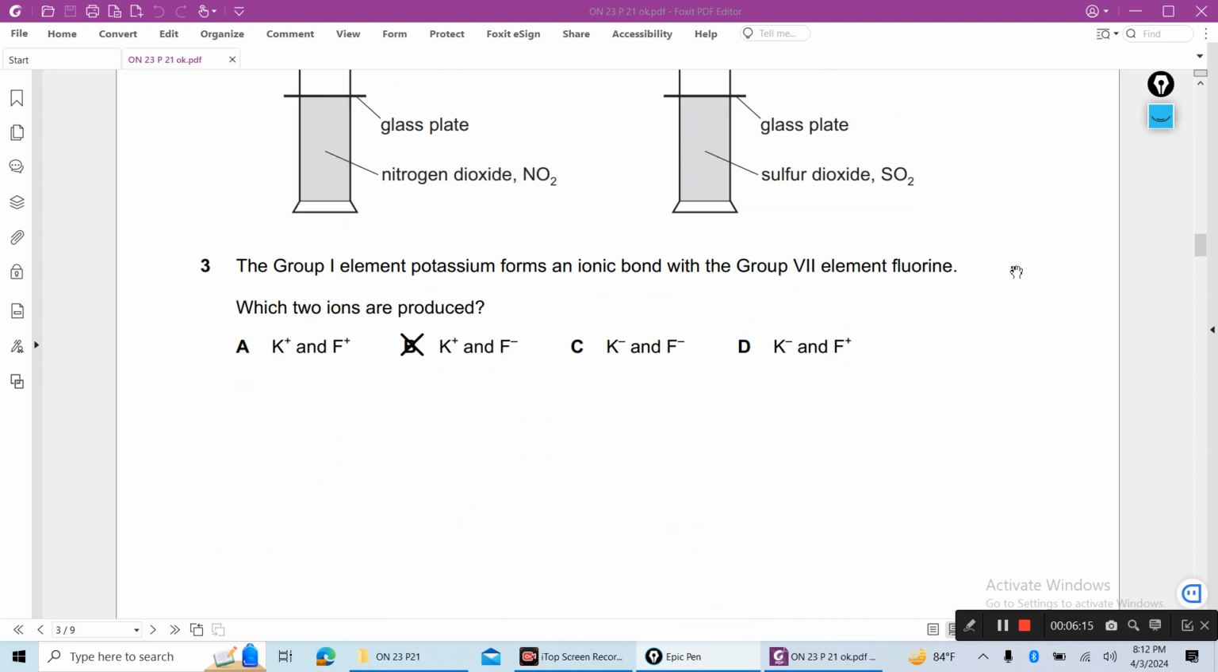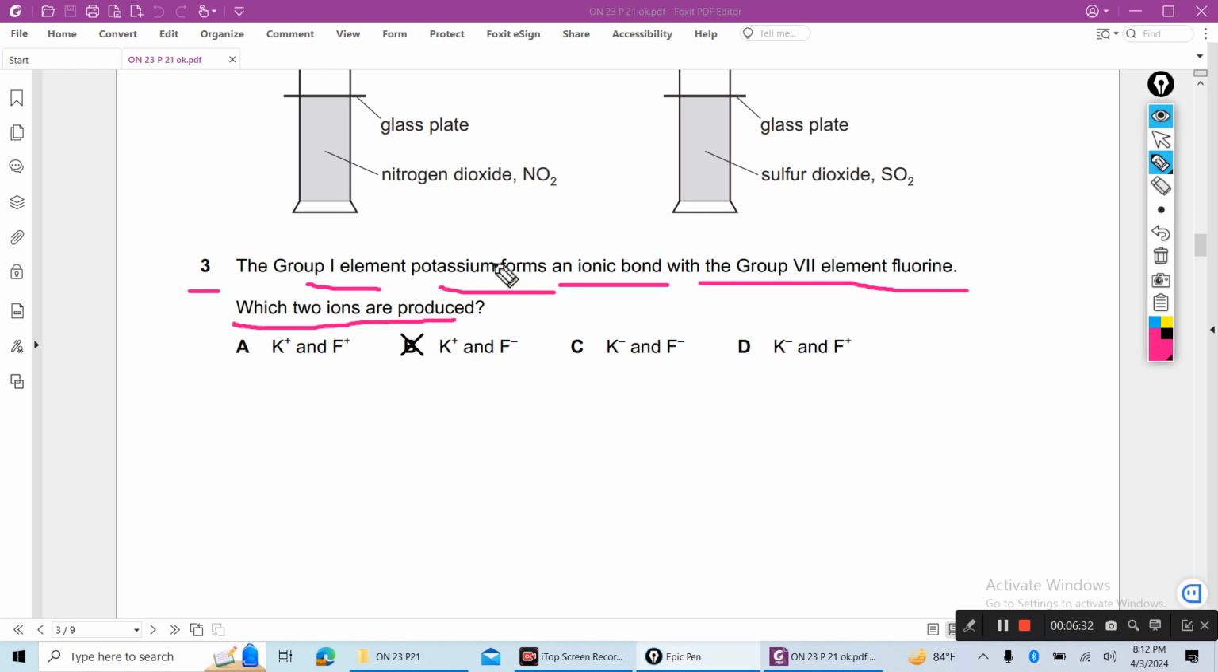Next, the group 1 element potassium forms an ionic bond with group 7 element fluorine. Which two ions are produced? And you know potassium forms K plus, as potassium is group 1, and fluorine is group 7, it forms F minus. So B is the correct answer.